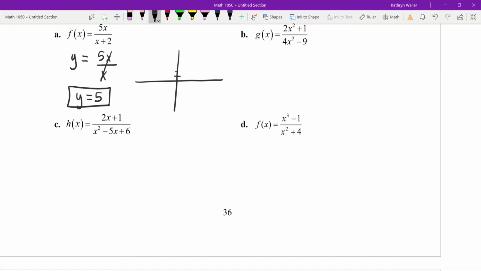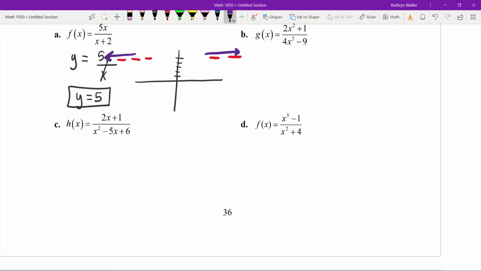Go up to a 5 and dash that in, leaving the center open. So now what I know is as x gets big, it goes there. As x gets small, it goes there. That's what I figured out so far with that.